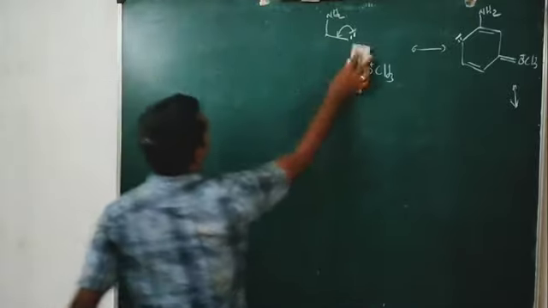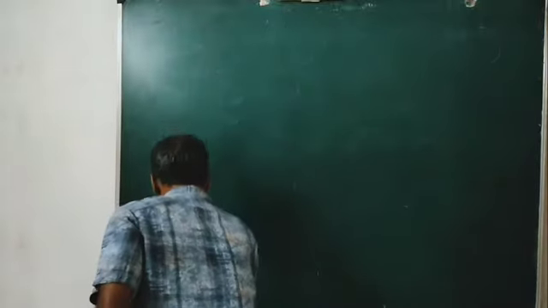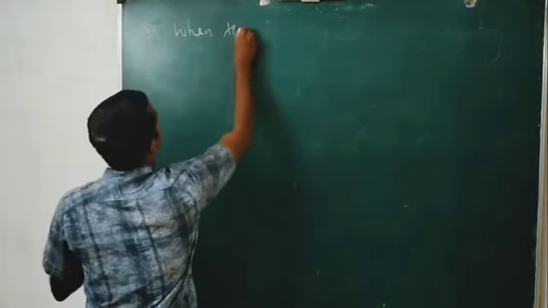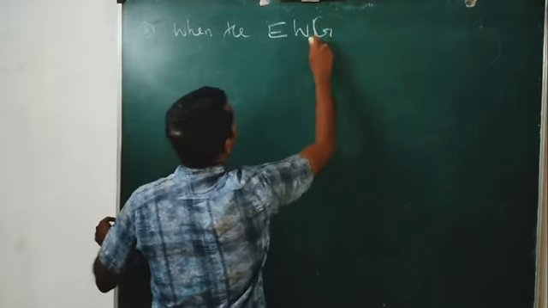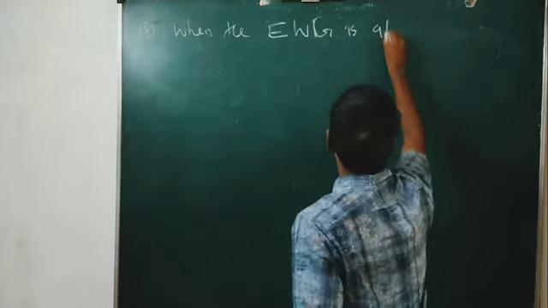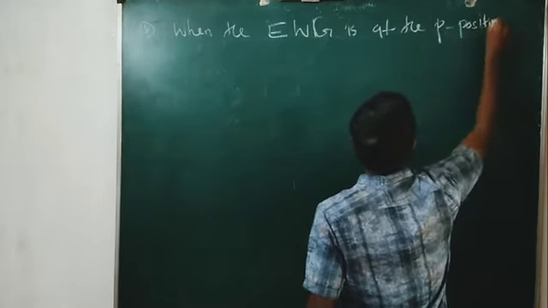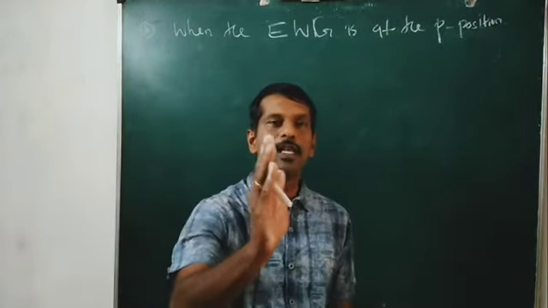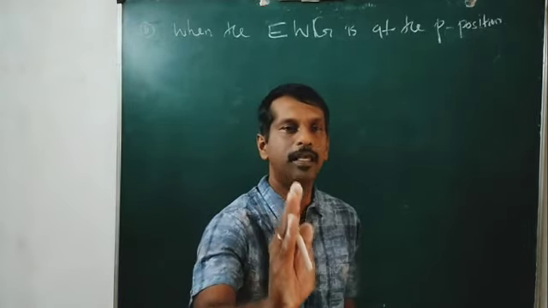Similarly, one more factor we will explain. Now, the electron withdrawing group. When the electron donating group is at the para position, it will be more basic than the electron donating group at the meta position.